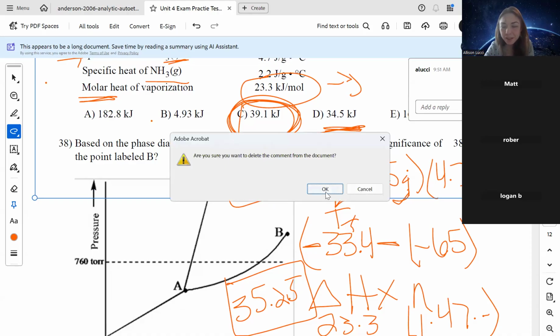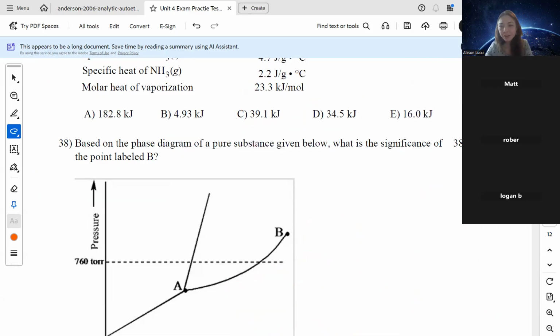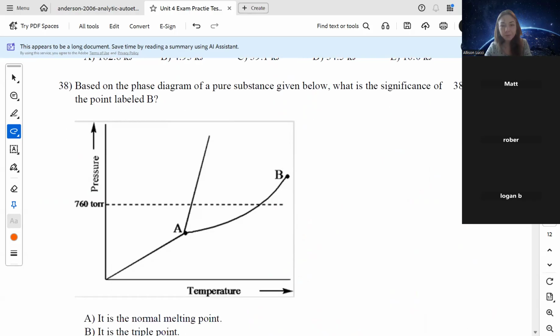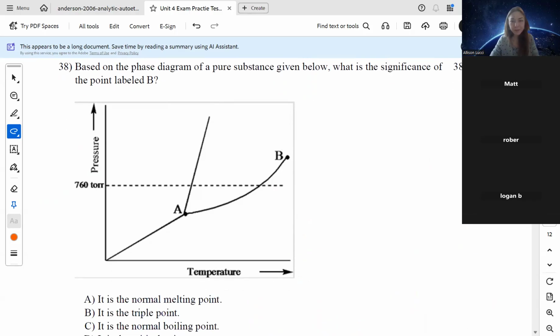All right, so I'm going to delete this a little bit here so I can see the next question. But if you have any questions about that, please let me know. We'll look at the rest of the time here. I'll do as many phase diagrams and things as we can.